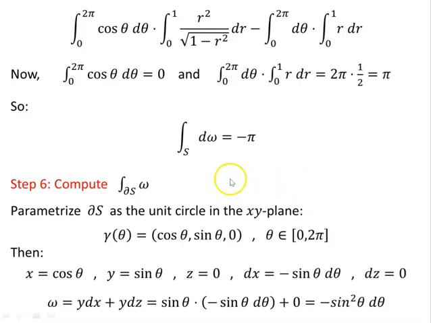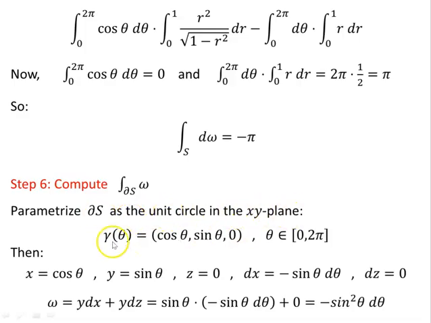And next step, we're going to compute this bit here. It's minus because this bit here goes to 0 on the left, so we get minus pi. Now the integral of omega over the boundary, partial S.